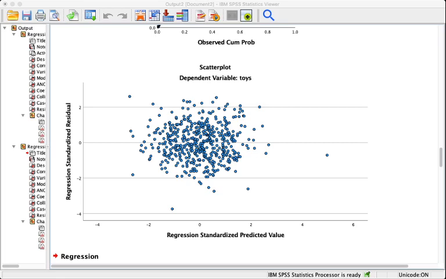So this looks pretty good. It's a nice circle. We're not getting that fanning out. It's maybe going a little below, but not too much. A lot of students hate looking at these assumptions because it's very subjective. But we'll talk about it more in lab, probably.